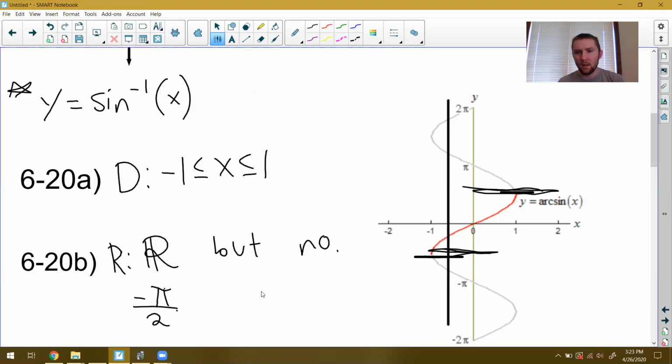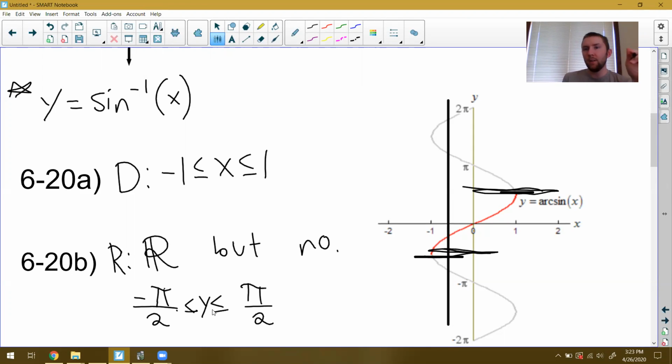And then at the top, up here, again, it's halfway between 0 and pi, so that is positive pi over 2. So this is my restricted range. My restricted range is actually that y needs to be between negative pi over 2 and positive pi over 2.